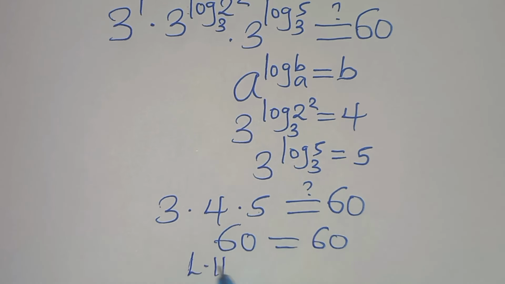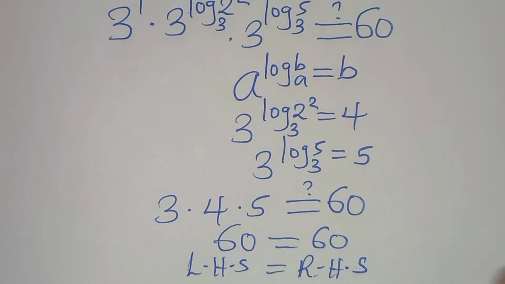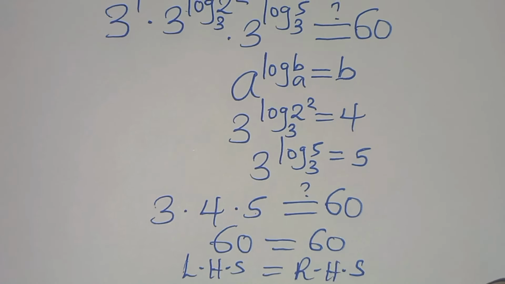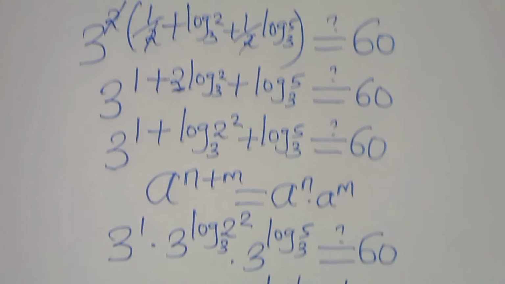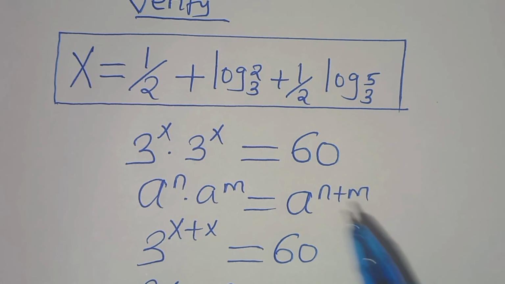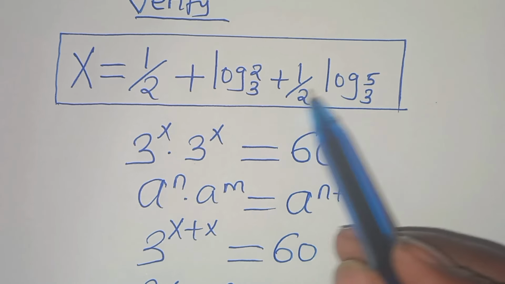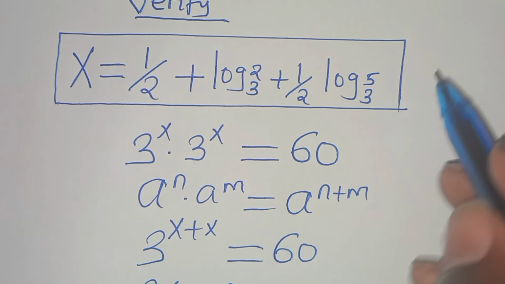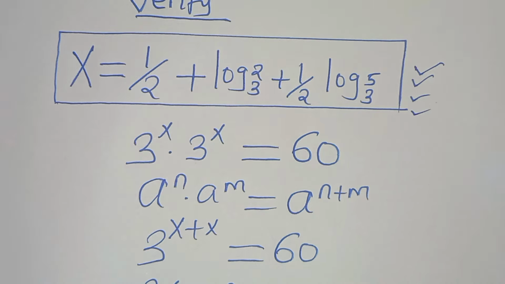So the left hand side is equal to the right hand side. And this proves that the value of x here, which is equal to half plus log 2 to base 3 plus a half log 5 to base 3, actually satisfies the equation.